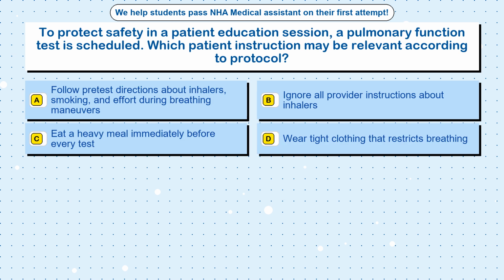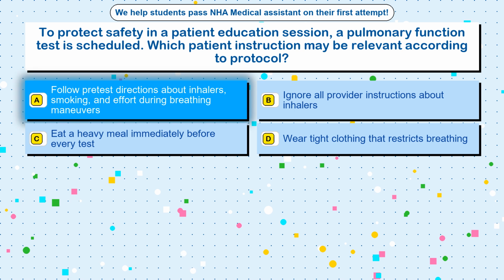Question 32. To protect safety in a patient education session, a pulmonary function test is scheduled. Which patient instruction may be relevant according to protocol? Option A, follow pre-test directions about inhalers, smoking, and effort during breathing maneuvers. Option B, ignore all provider instructions about inhalers. Option C, eat a heavy meal immediately before every test. Option D, wear tight clothing that restricts breathing. The correct answer is option A, follow pre-test directions about inhalers, smoking, and effort during breathing maneuvers.